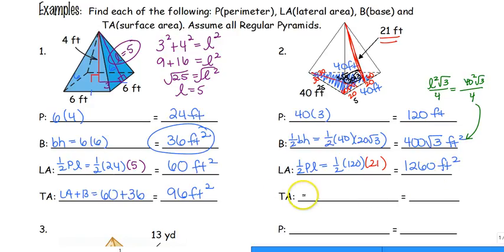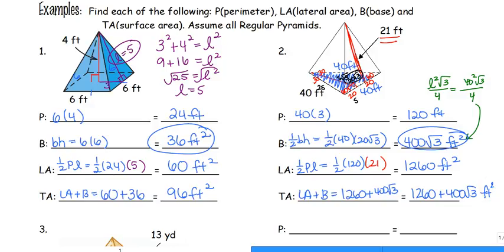Total area, the only thing I have left to do is to add on to the base from that lateral area. Lateral area plus 1 base. So we get 1,260 plus 400 root 3. When I look at those two pieces, they are not like terms. One has a square root and one does not, so I keep them as 2 separate pieces. And there's my final answer.